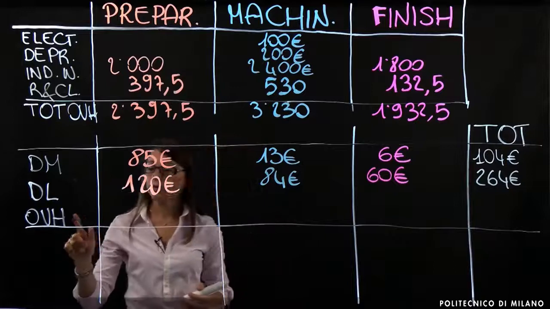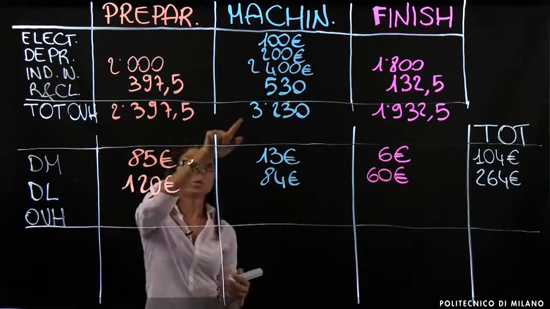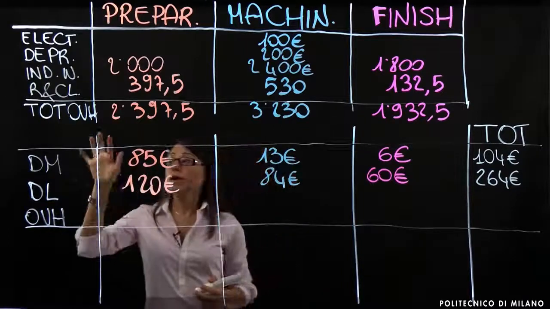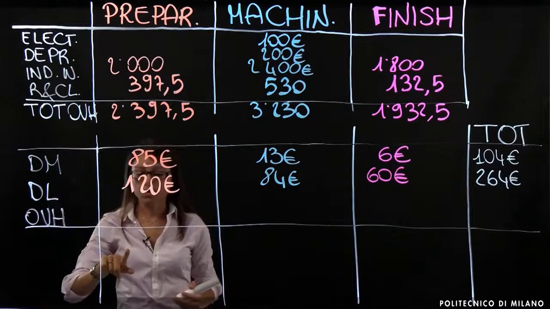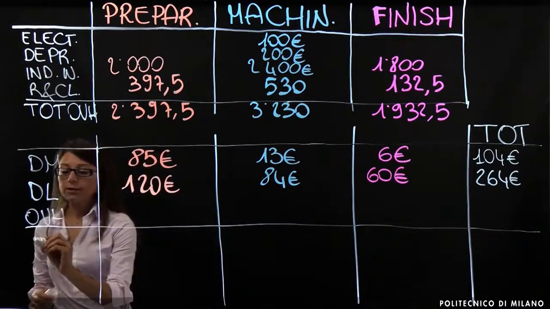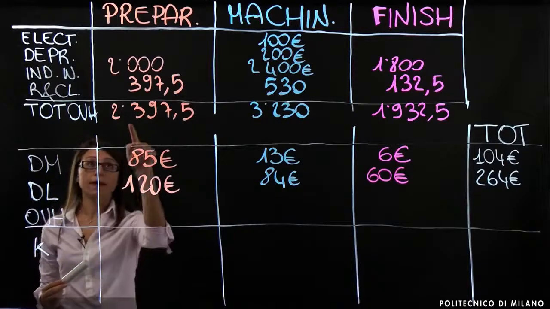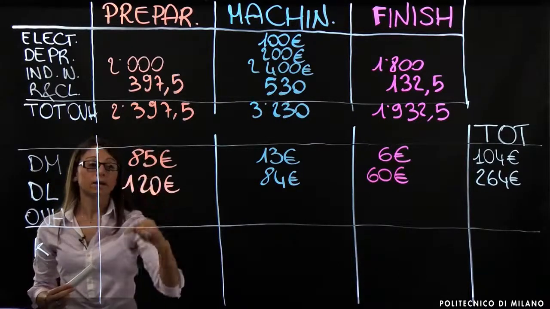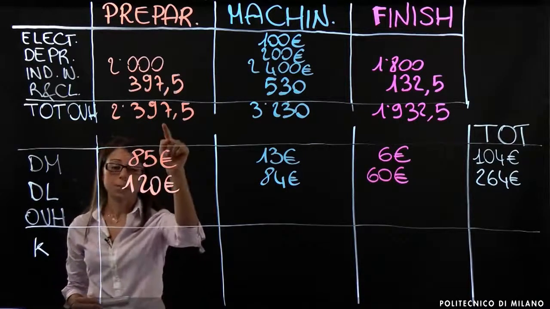We need now to move to the overhead, because we need to allocate the overhead of each department to our job. How can we allocate the value of this overhead to our job? Again, by calculating K. The formula of K is always the same. We need to divide the total overhead by an allocation basis. So let's start by calculating K for the preparation department.